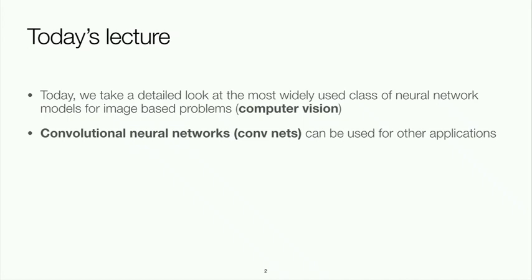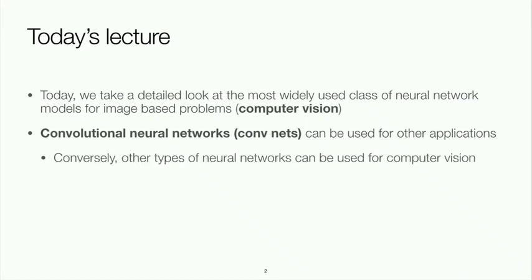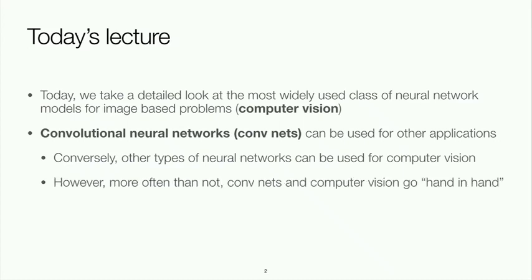Conv nets can be used for other applications, so what we're going to learn is not strictly restricted to the image domain. And conversely, there are other types of neural networks that we can also use for computer vision. In fact, we'll talk a little bit about this next week when we talk about a different type of neural network model. However, more often than not, conv nets and computer vision go hand in hand. So this is the easiest way to think about them. What we're learning about this week is a class of neural network models that is not always, but usually, used for computer vision, and turns out to be a really good model for these types of applications.